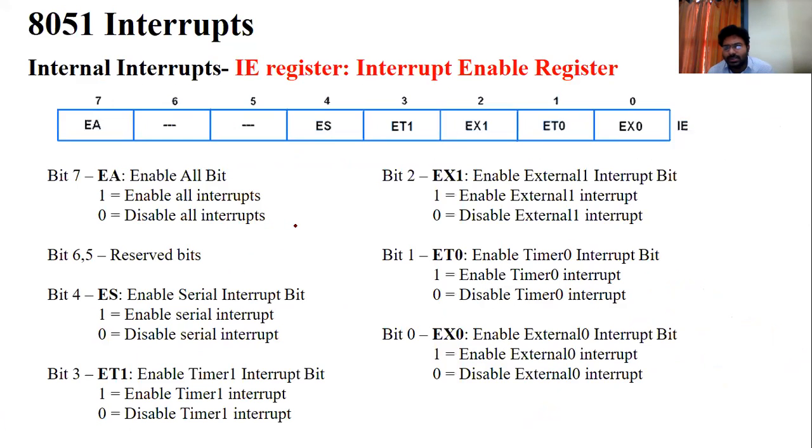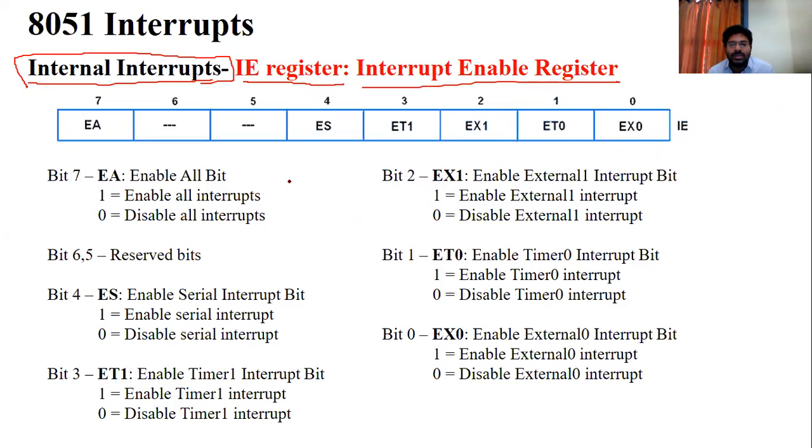Now see this. Whenever you are accessing this interrupt, you must use the interrupt enable register. You know that internal interrupts as well as external interrupts are available. These are the internal interrupt cases. The IE register is available within the microcontroller, the interrupt enable register. This is an 8-bit register. See how we can access these interrupts. Now you cannot access all the interrupts, but you can access some of the interrupts.